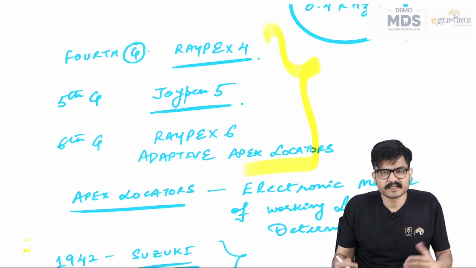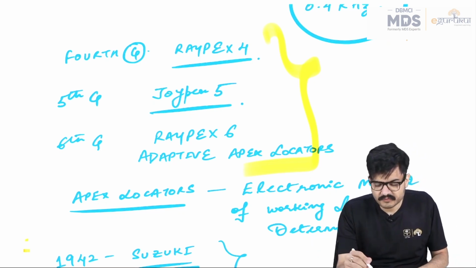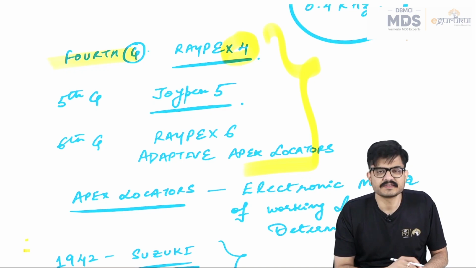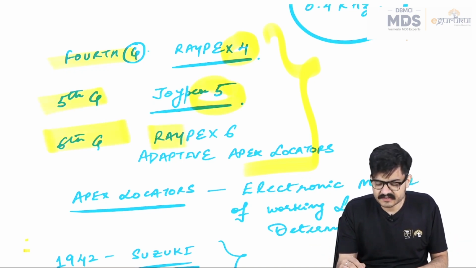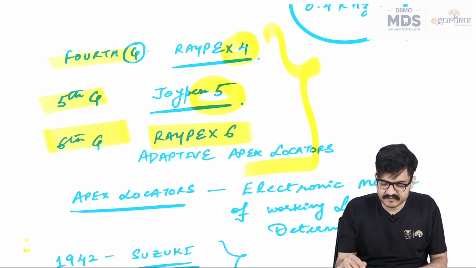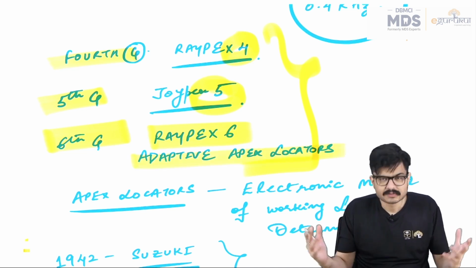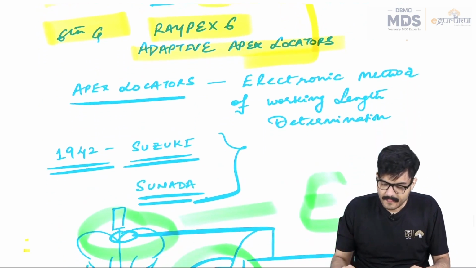It is good to memorize at least 1 or 2 examples of each. So fourth generation would be Apex 4. This is easy to remember. Fifth generation is Joypex 5. Sixth generation is Apex 6. And it is also known as adaptive Apex locator. No harm in memorizing this.